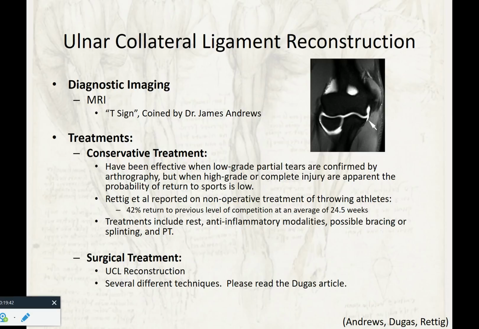There are several different techniques to this surgery, so please read the Dugas article. It will be uploaded. You are expected to know a few of the techniques in this surgery.